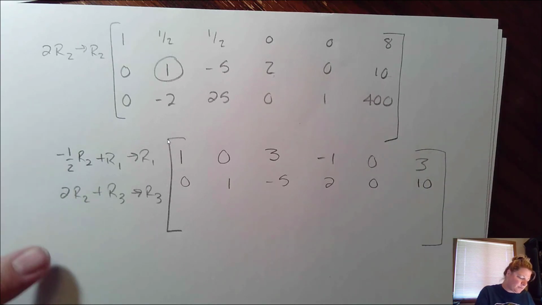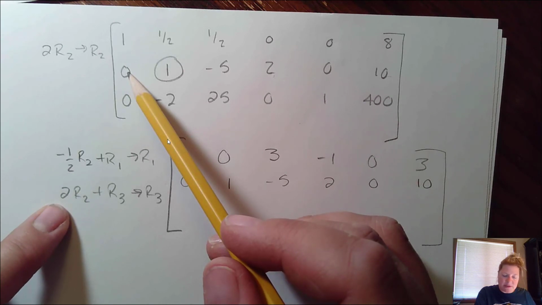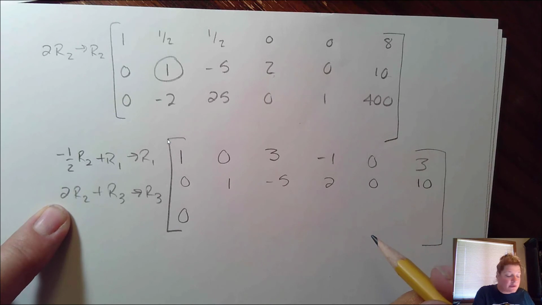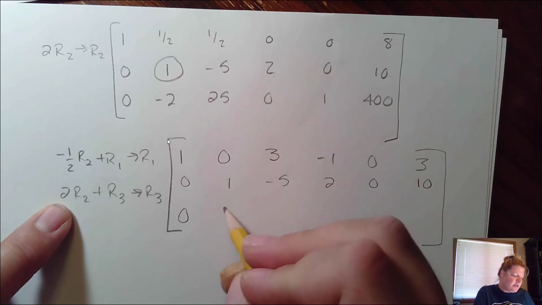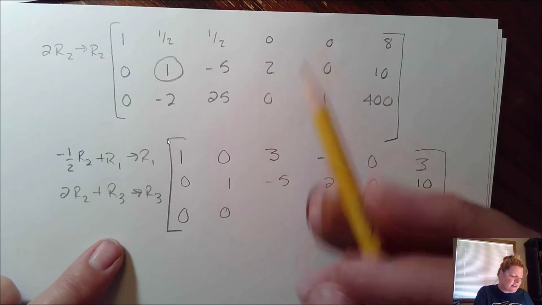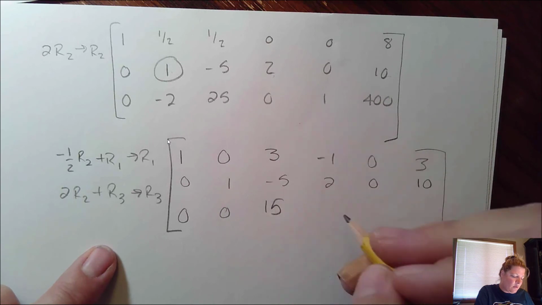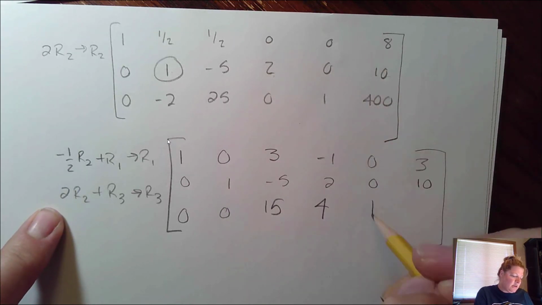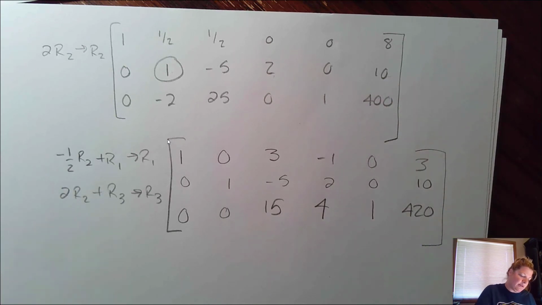Bottom row. 2 times 0 is 0 plus 0 is 0. So this has to stay the same, right? You don't want to lose our last pivot. 2 times this one plus this one is 0. 2 times this one is negative 10, so that's going to be a 15. 2 times that one's 4 plus 0 is 4. 2 times 0 is 0 plus 1 is 1. 2 times 10 is 20 plus 400 is 420.